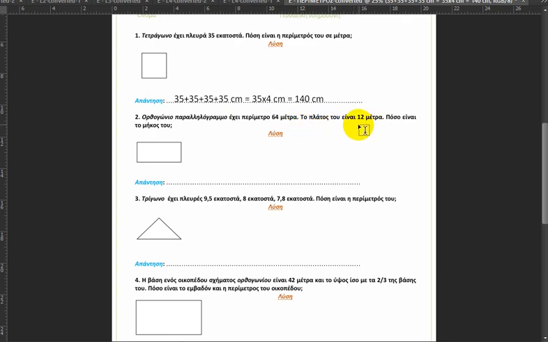Next up, we have a rectangle that has a perimeter of 64 meters. One of its sides is 12. What is its other side? So, one of its sides is 12. What does this mean? 12 plus 12 makes 24, right? So, whatever the other side is, if I add it to itself and then add it to this, I should get 64. So what do I need to add to 24 to get 64? Well, I need to add 40.